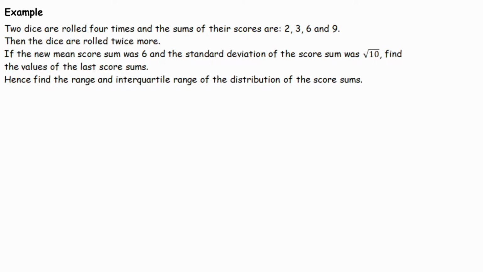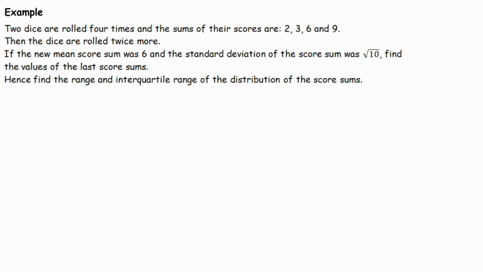Two dice are rolled 4 times, and the sums of their scores are 2, 3, 6, and 9. Then the dice are rolled twice more. If the new mean score sum was 6 and the standard deviation of the score sum was square root of 10, find the values of the last score sums. Hence, find the range and the interquartile range of the distribution of the score sums.